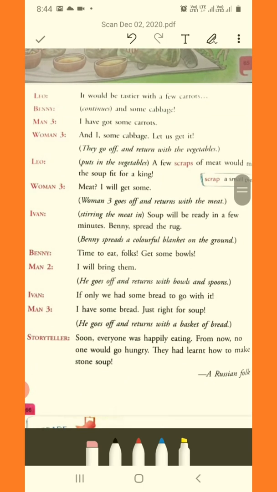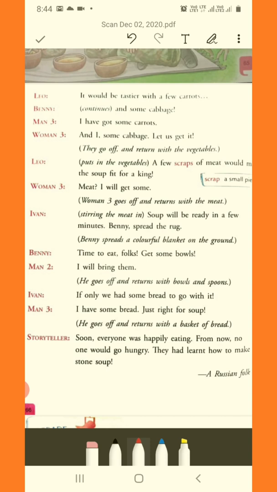Leo says, it would be tastier with a few carrots. Clear. Benny says, and some cabbage. Man 3 says, I have got some carrots. And woman says, and I have some cabbage. Let us get it. See, slowly they are procuring their things one by one, right?